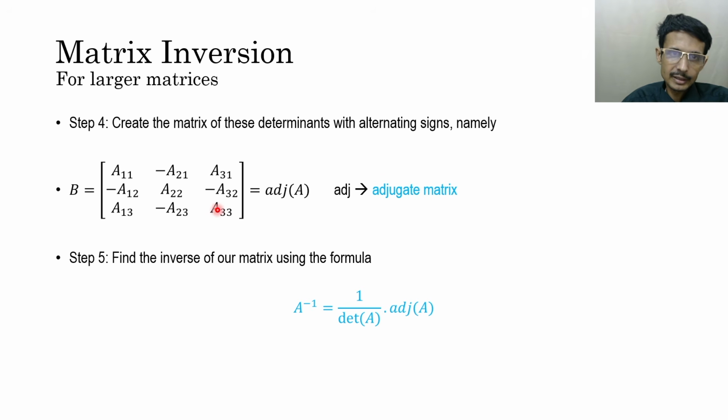Okay. The adjugate matrix is basically this, and the inverse of the matrix is basically 1 by determinant of A times the adjugate. So this is the way we can find the inverse of the matrix.